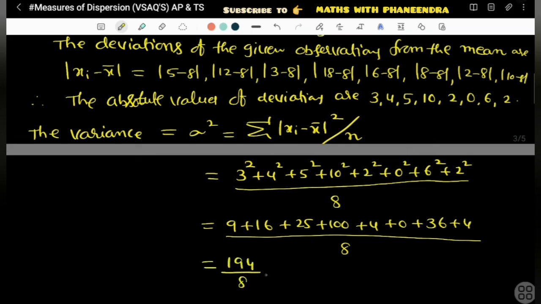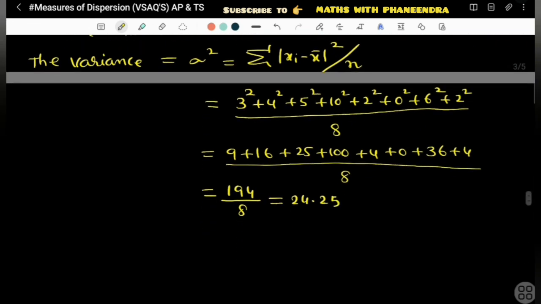So by 8 table, 8 2s are 16, so 34 is there. 8 4s are 32, so 2 is left. 8 2s are 16, so again 8 5s are 40. Therefore, the value of sigma square, that means variance, is 24.25. It is approximately 25 only, no?